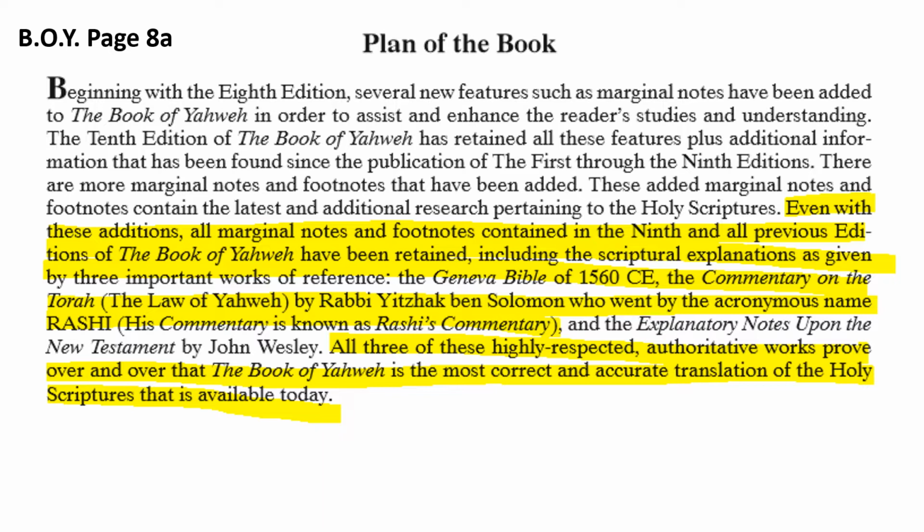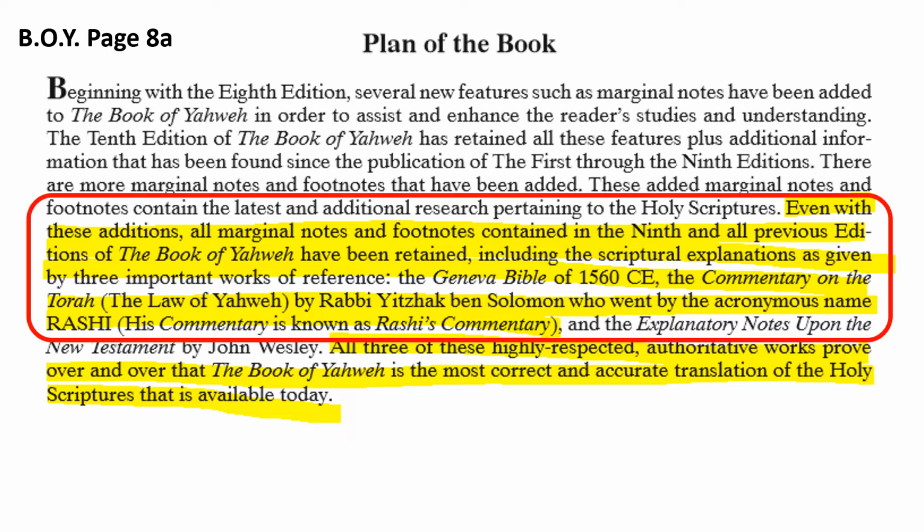I mean, it's not very detailed in terms of exactly the origin of the text, but they do mention something very interesting here. Again, taking into account that they're claiming this is a translation. They say here, which I've highlighted in yellow, that even with these additions they made to these various versions, all marginal notes and footnotes contained in the 9th and all previous editions of the book have been retained, including the scriptural explanations as given by 3 important works of reference: the Geneva Bible of 1560 CE, the commentary of the Torah by Rabbi Yitzhak ben Solomon, or Shlomo, who is known as Rashi.